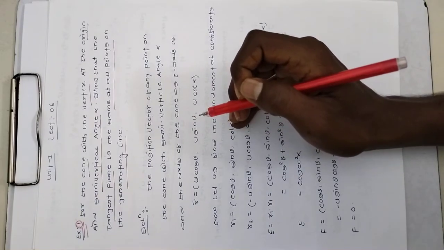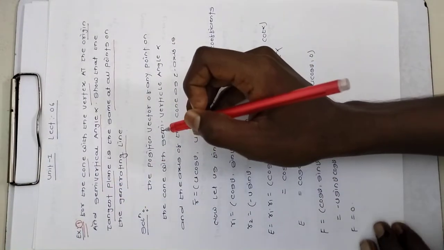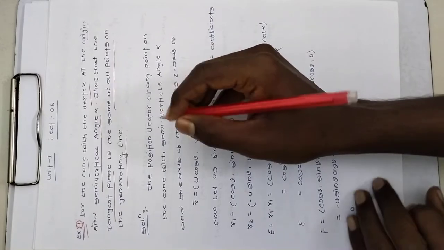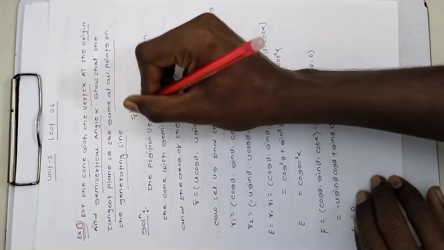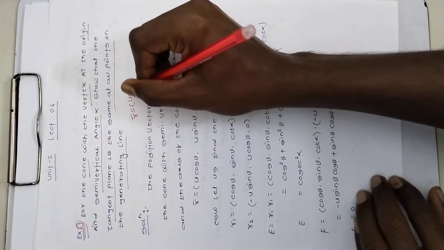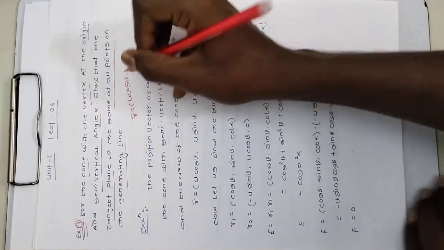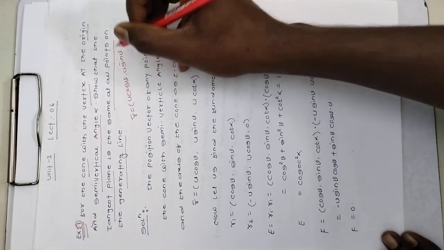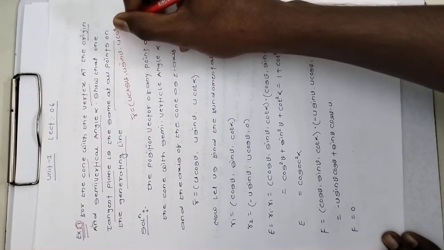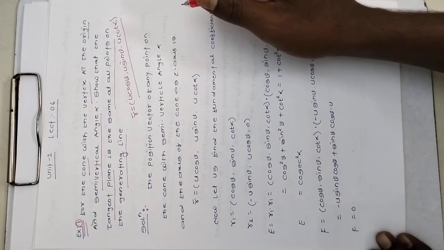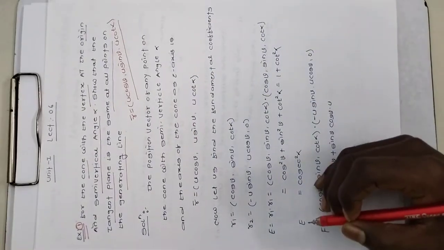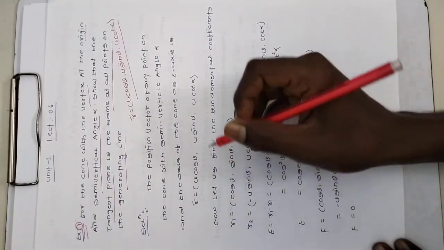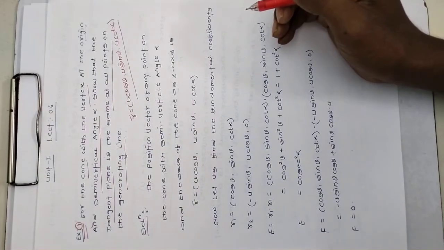We need the position vector of the semi-vertical angle, and the position vector is r bar equals u cos v, comma u sin v, and u cot alpha. It is the position vector of the semi-vertical angle at the origin. So let's start the proof. We need a position vector and then show that the tangent plane is the same at all points on the generating line.